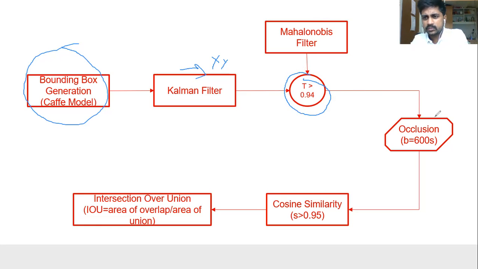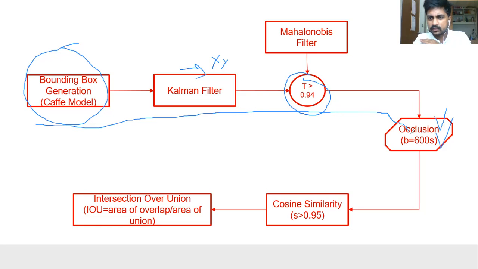Then the situation of occlusion. When occlusion occurs, we give a buffer time, and you can see the given buffer time is 600 seconds. So it will keep on comparing the similarities between the tracked object and the detected object. The ID1 is being tracked through all the process, from the bounding box, Kalman filter, and validation, up to here. And the new one is the detected object.